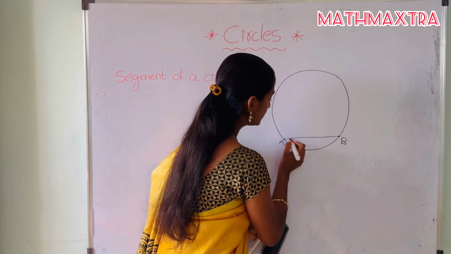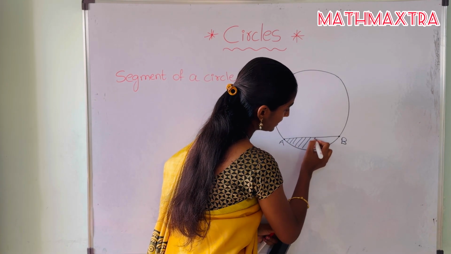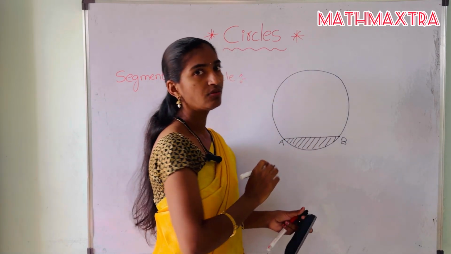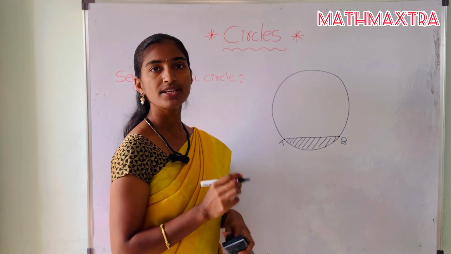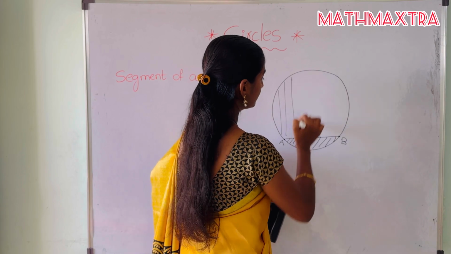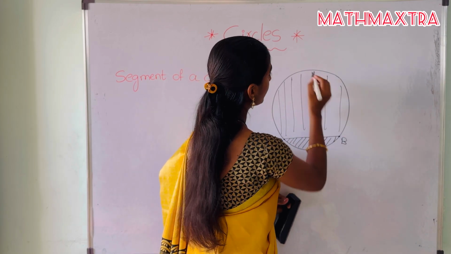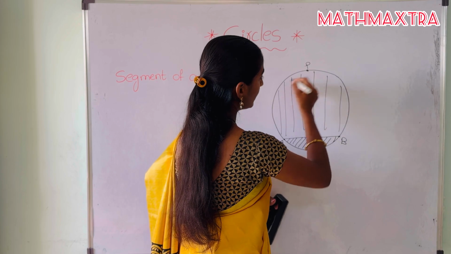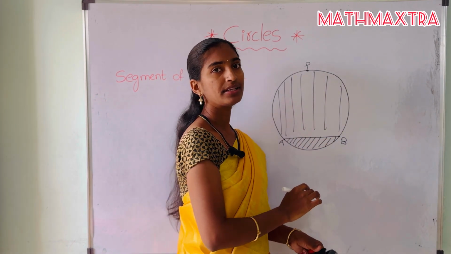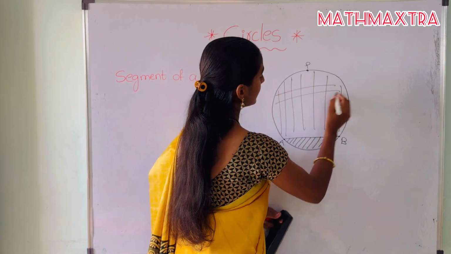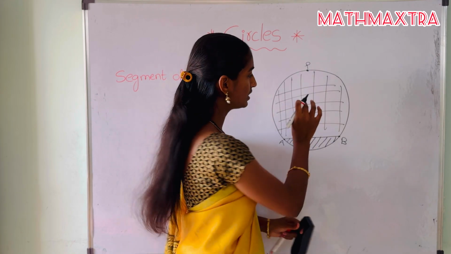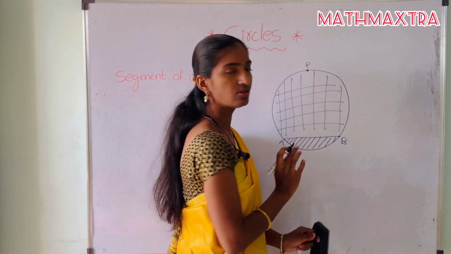The region bounded by an arc of a circle and a chord of a circle, we call it a segment of a circle. So this is also one segment, isn't it? Because this is bounded by the arc APB and the chord AB. That is why we call this region a segment of a circle. So this is also one segment and this is also one segment.